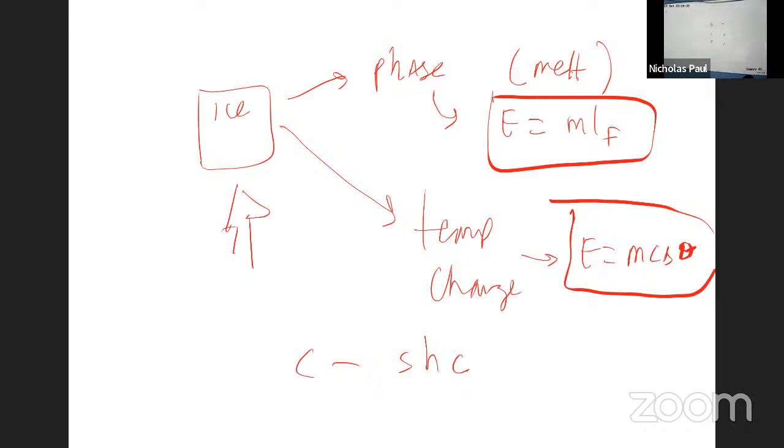Uppercase C is called your heat capacity, and uppercase C is equal to m times small c. Everybody okay with that? So you have two more relationships there to add on.